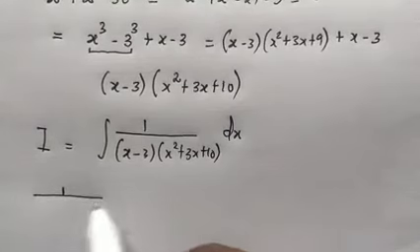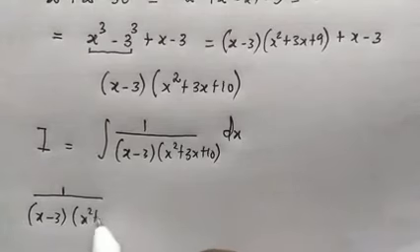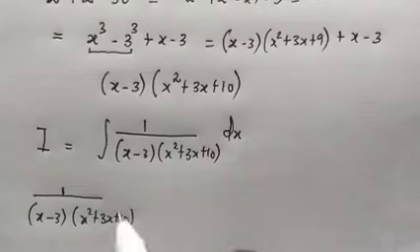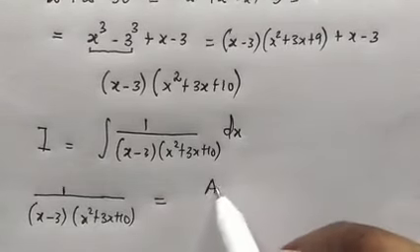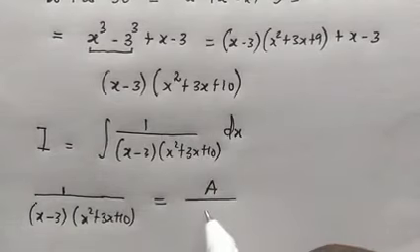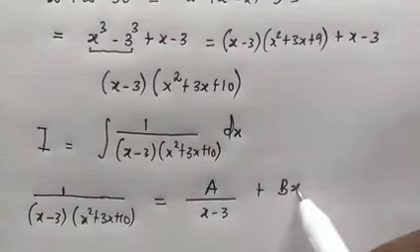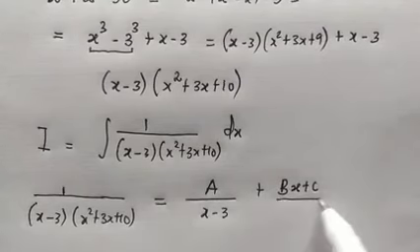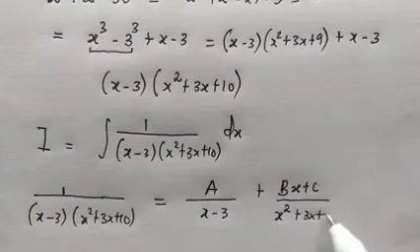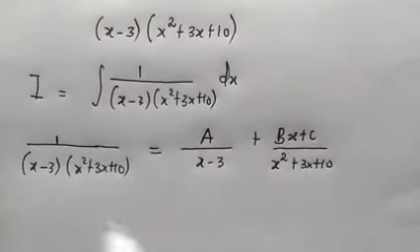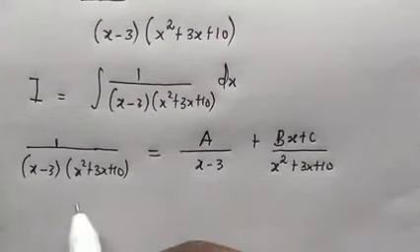That is 1 divided by x minus 3 times x squared plus 3x plus 10, which we're going to let equal a number A divided by x minus 3, and then plus Bx plus C divided by x squared plus 3x plus 10. Now when you multiply both sides by x minus 3 times x squared plus 3x plus 10, we're left with 1 here.